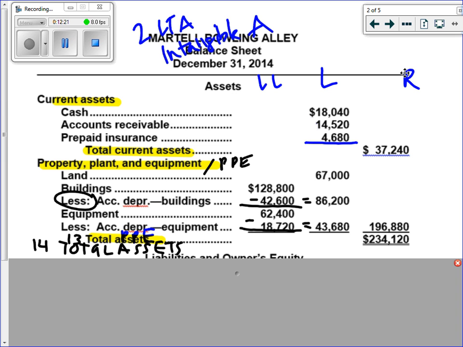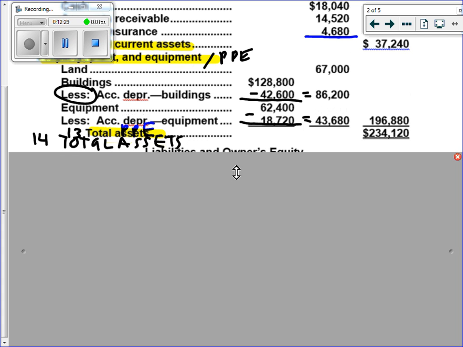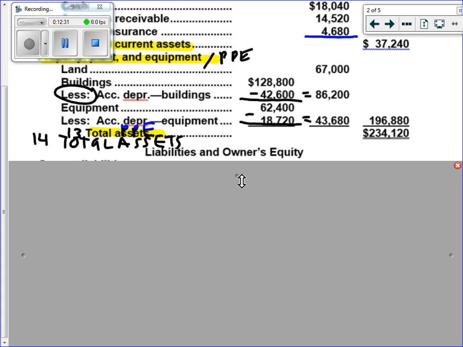Are you guys ready to move to the other part? Okay. Do you have a heading that says liabilities and owner's equity? Okay, good. What are the two liability subcategories or subclass? I think the official word is classifications. What are the two? Under liabilities, what are the two? Current liabilities and long-term liabilities. And what's the determining factor there? Less than a year, more than a year.